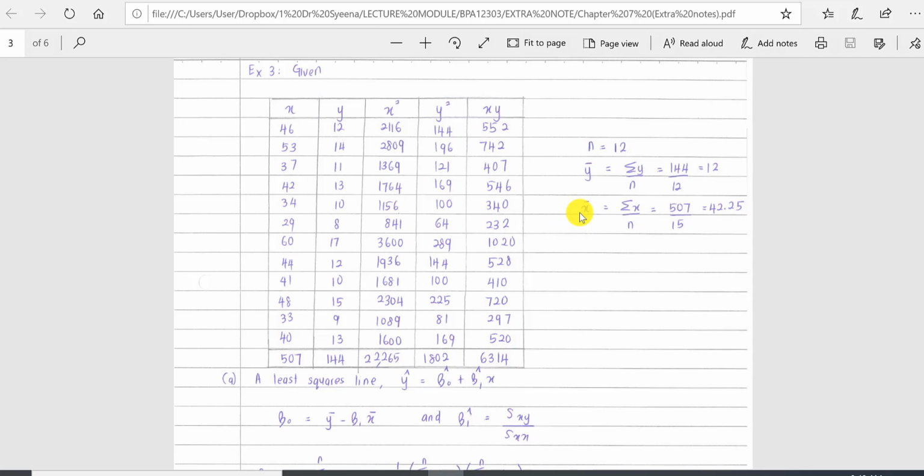It goes the same for the mean of x: the total of x divided by n. So we have the total of x is 507 divided by 12. Okay, sorry, and you get 42.25.